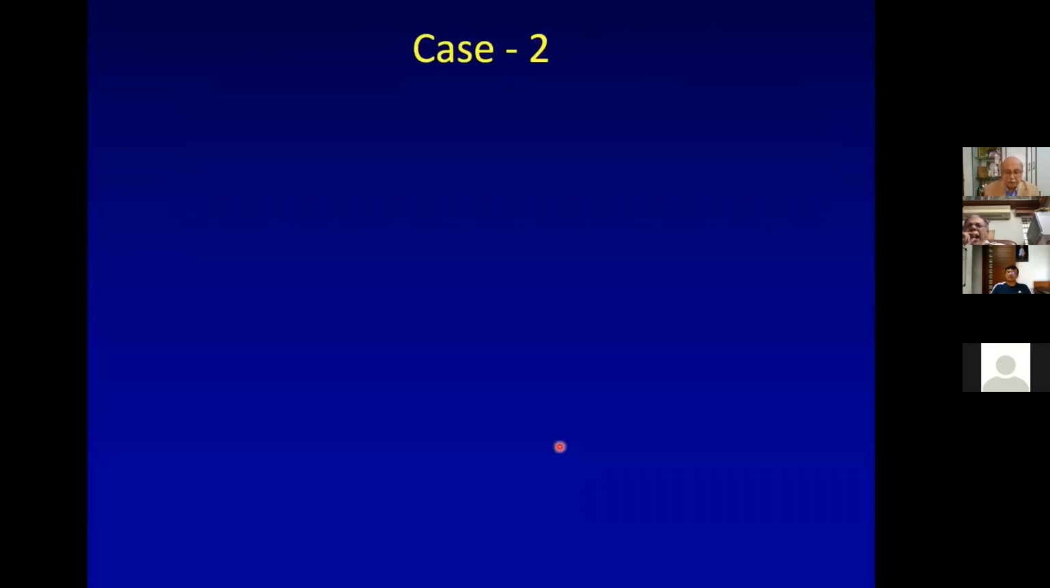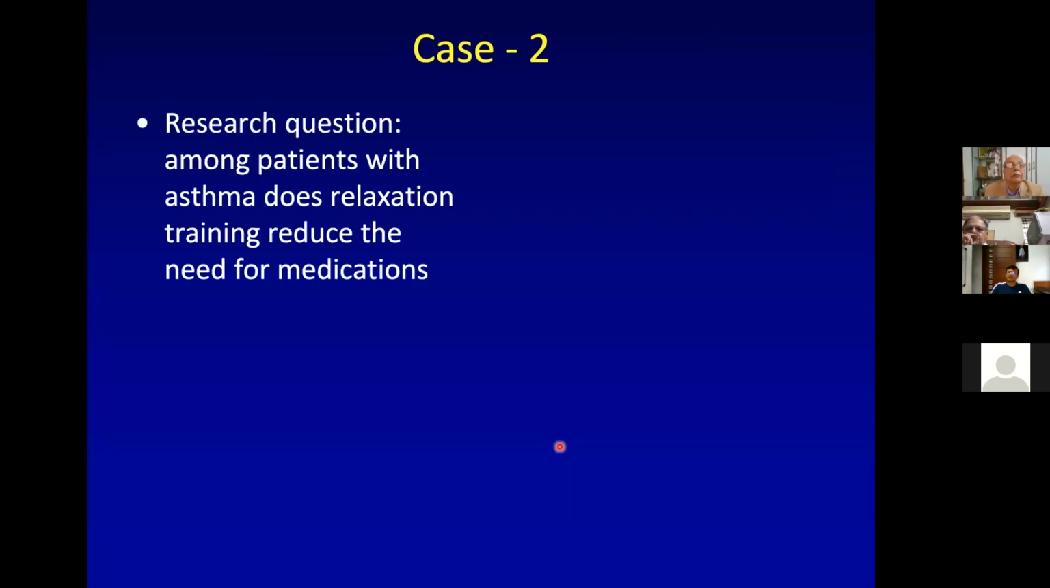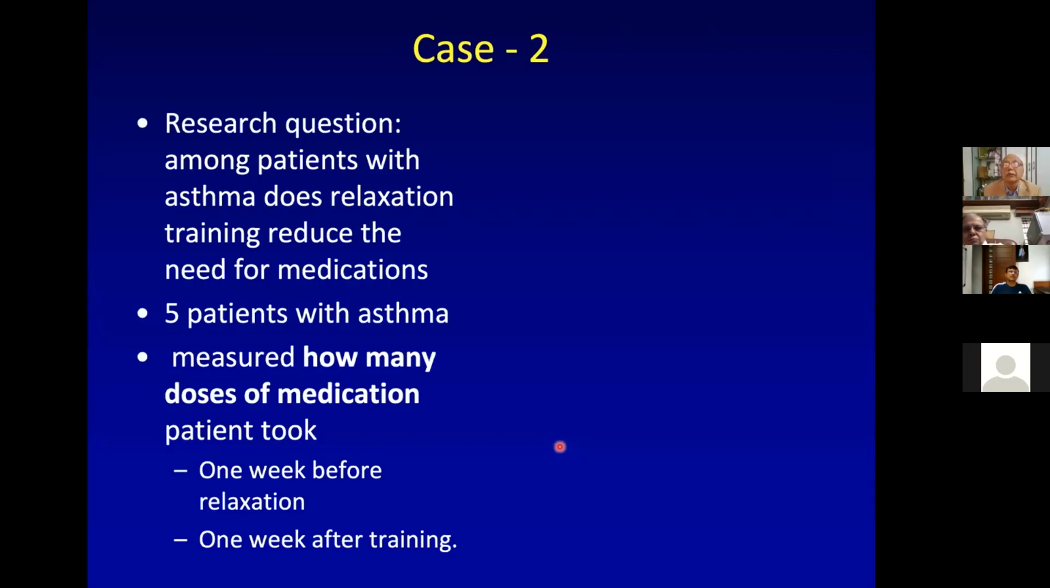Let's go to case number 2. I have a research question here. Among patients with asthma, does relaxation training, maybe breathing exercise, maybe yoga, and others, reduce the need for medications? They take bronchodilators, they take steroid puffs, etc. So that's what a researcher wants to do. So he just takes 5 patients with bronchial asthma, and he measures how many doses of medication the patient took 1 week before the relaxation exercise and 1 week after the relaxation exercise training in the same patients.